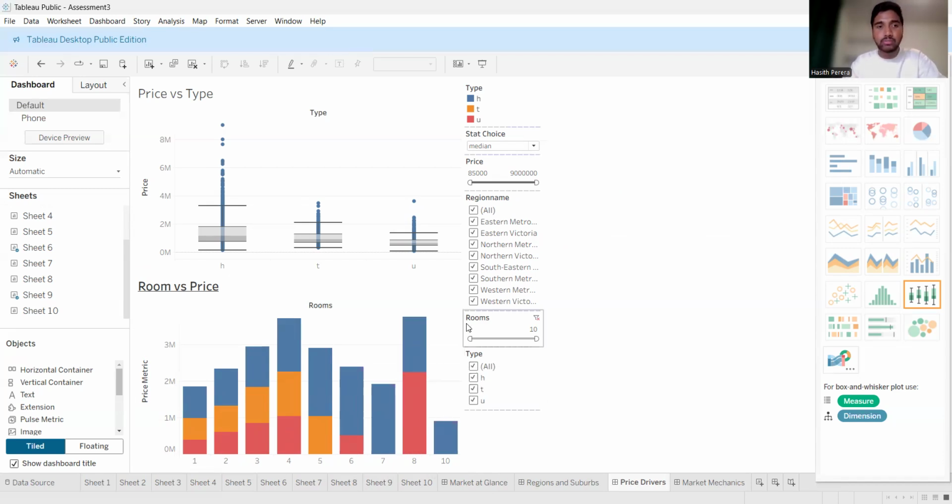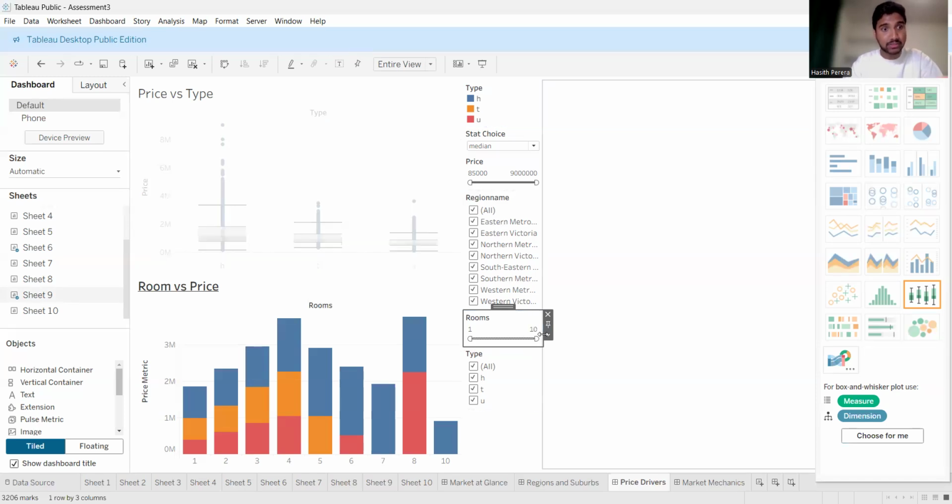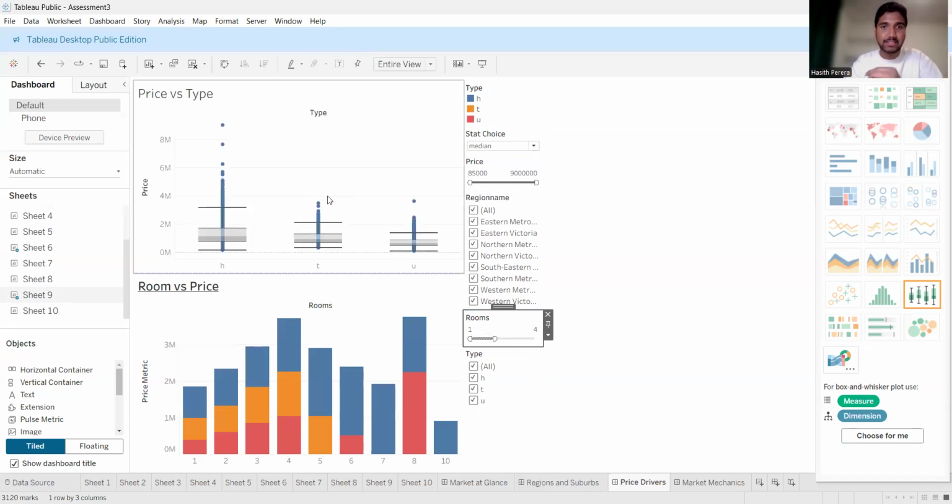So I'm just going to edit the filters a bit just to show how each region name and the rooms affect the chart. As you could see, if I reduce this right here, this gets reduced. If I increase it, it's going to come back here. As the number of rooms decreases, the price decreases. It's not a major difference, but I would say something's better than nothing. So let's put this back to normal.